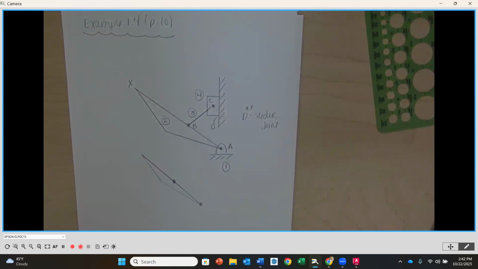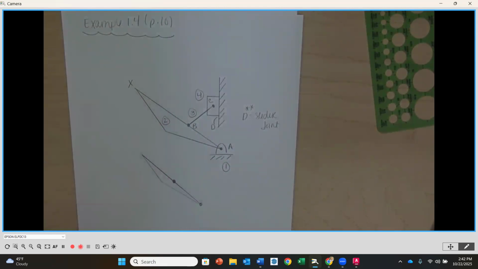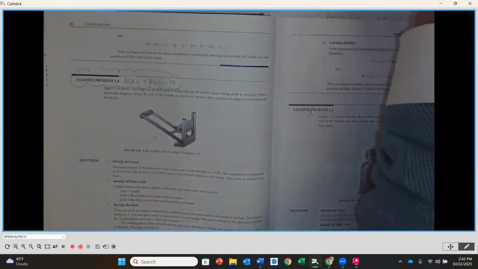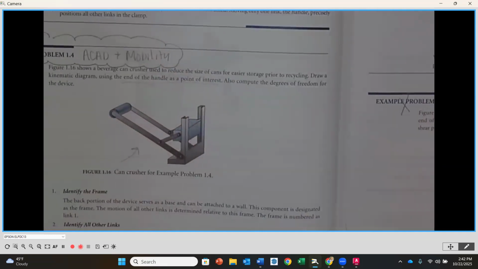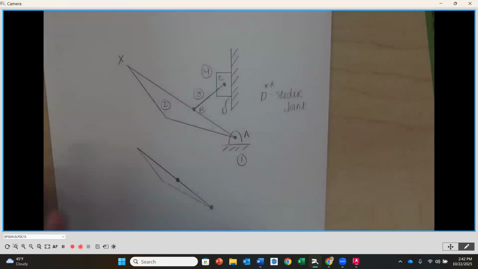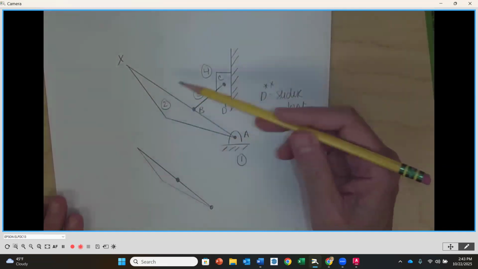You got the input, and then output would be like crushing the can. Right. So you're like, do you need a point of interest there? For the problem, they said, draw the kinematic diagram using the end of the handle as a point of interest. That's the only one that they were interested in. Now, you as a designer, if you want to know, for instance, something that a kinematic diagram would go to would be like, well, how far is this going to move as I actuate this?